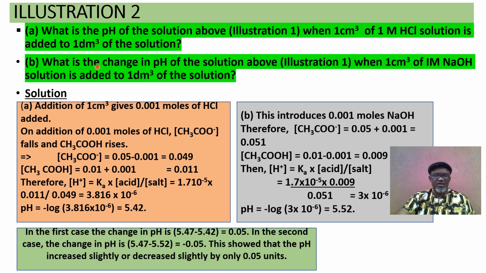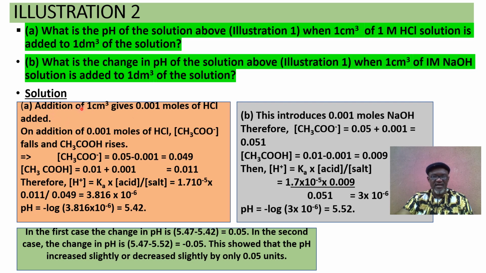Now the second illustration: what is the pH of the solution above, the one we did, when we now add 1 cm cube of 1 molar HCl solution to 1 dm cube of the solution? Second question is, what is the change in pH of the solution? Again, this time we're adding a base. The first one, we're adding 1 molar HCl, but this time we're adding 0.001 moles of sodium hydroxide.